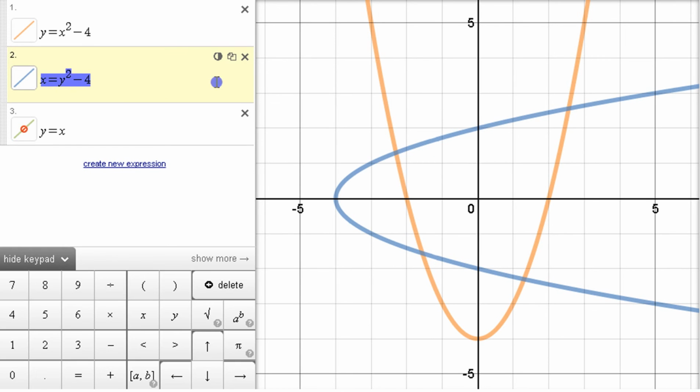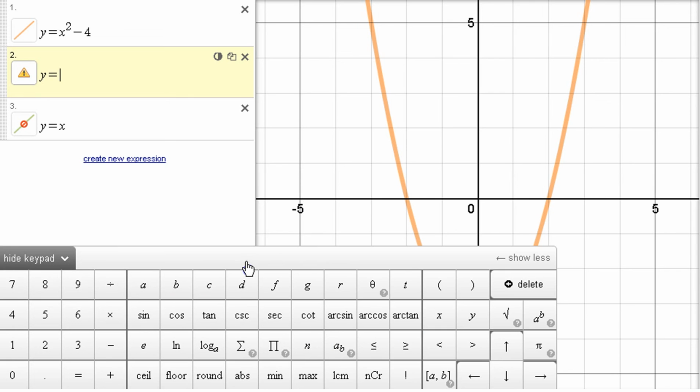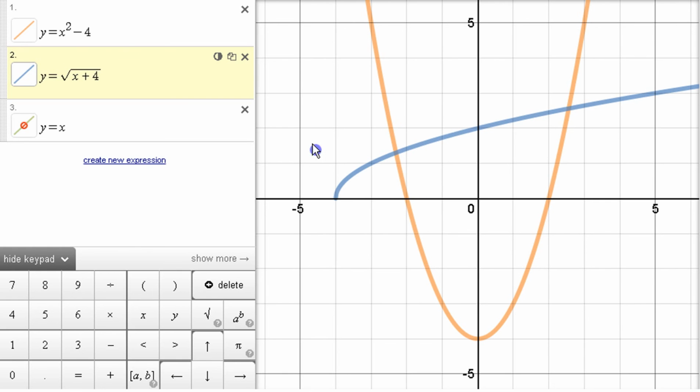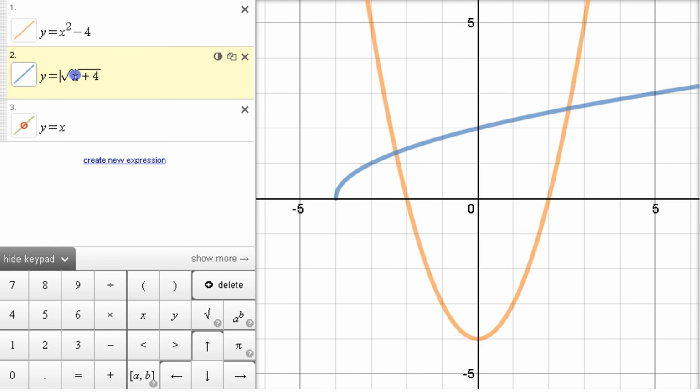Actually, if you put it in the way we had it on the other side there, y equals, let's find our buttons here. Where is it? I think I had it. Square root of x plus 4. If you just put in the square root there, you get the top half. If you put in the negative, you get the bottom half. All right, one half or the other. The problem is the way this one's written, you get both halves.